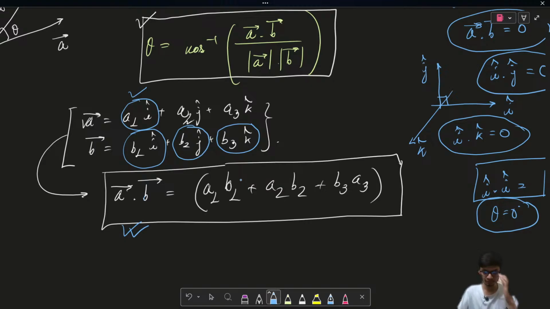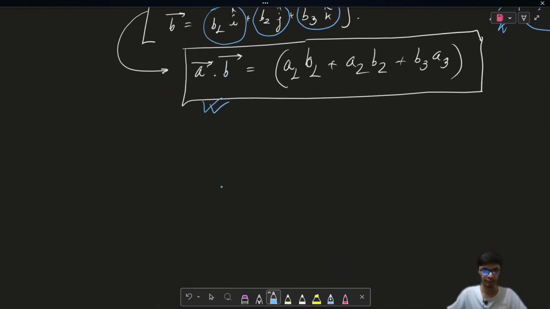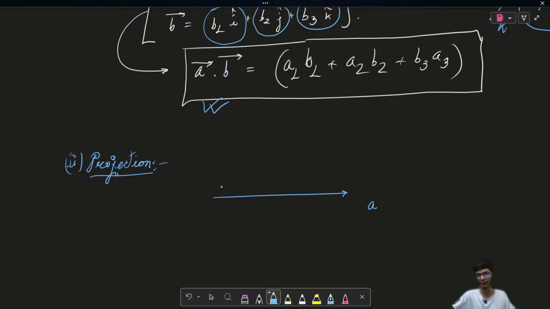So let's now also discuss one more topic, that is called the projection. If I need to find the length of a projection, that is also found using the scalar product. So let us try to understand how. Let us say this is my a vector and this is my b vector, and let us say this angle is theta.